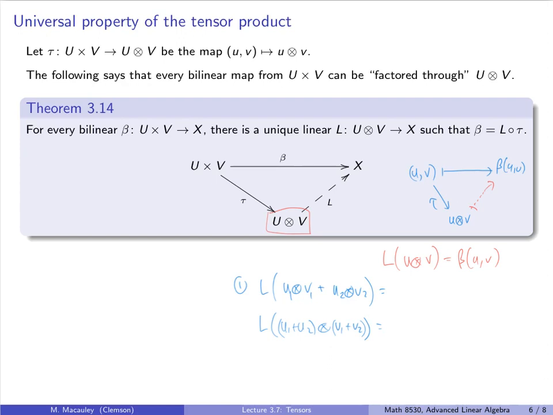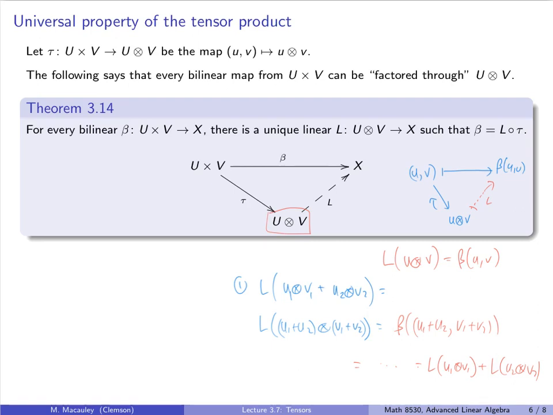So this, by definition, where does this get sent up here? Well, we pull this back and we apply beta to U1 plus U2 comma V1 plus V2. And then where you want to end up is that this is equal to L of U1 tensor V1 plus L of U2 tensor V2. So we started here and we want to end up here, and I'll let you fill in the details.